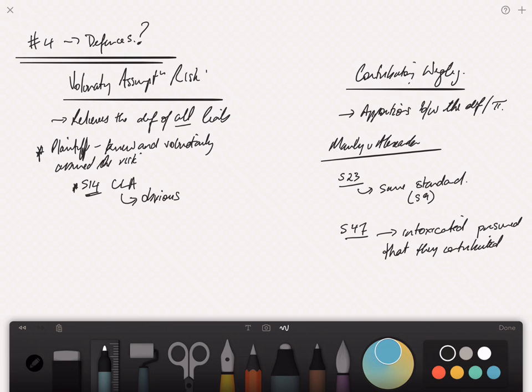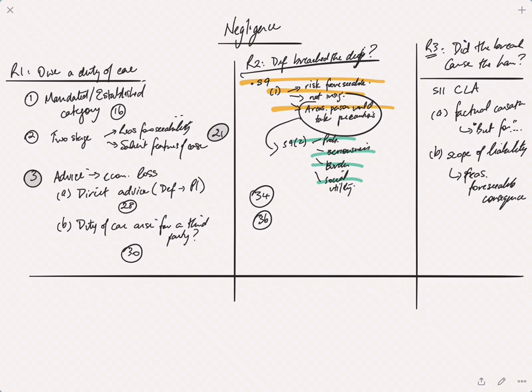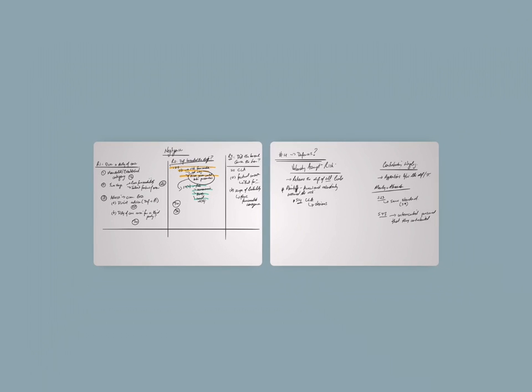So that's how the components of negligence fit together. We need to first go through the three requirements to establish whether the defendant has been negligent. They need to owe a duty. That duty needs to have been breached. The breach needs to cause the harm.